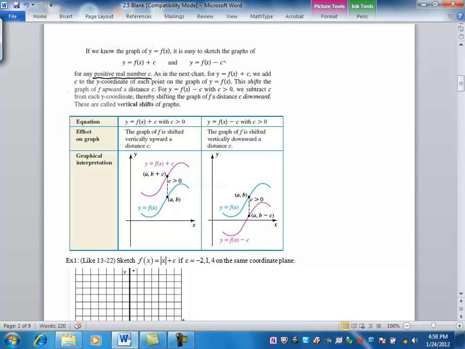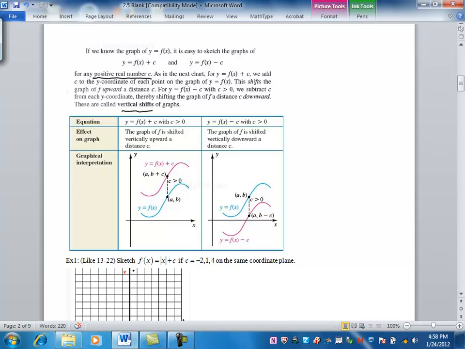You'll notice that this shifts the graph of f upward by a distance of c, and as long as c is positive, for f of x minus c, we subtract c from each y-coordinate, thereby shifting the graph downward. We call these vertical shifts. Sometimes we use the word translation, but our book likes to use the word shift here, which is fine. You can see some examples.